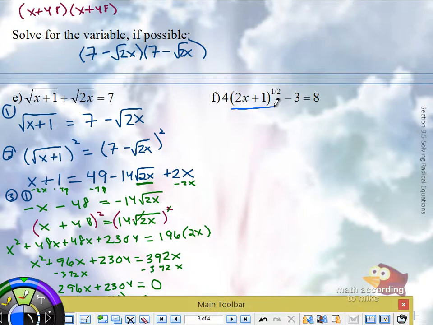How do we isolate this 2x plus 1 to the 1/2 power? Add 3. And then what? Divided by 4. You're staying. Yep, that's a new word for today, staying. Your same steps, or staying, your choice, apply. So step 1, isolate. Step 2, power.